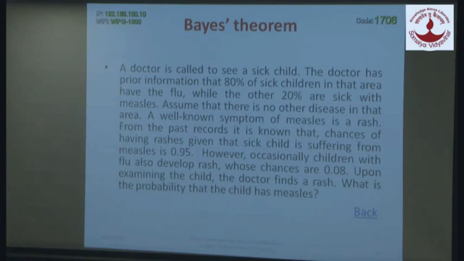What is the required probability? Upon examining the child, the doctor finds a rash. So event A is given to you. What is the probability that he has measles? This is the probability we have to find. Using that formula, we will get the required answer. Is that okay? So that completes this concept of probability.